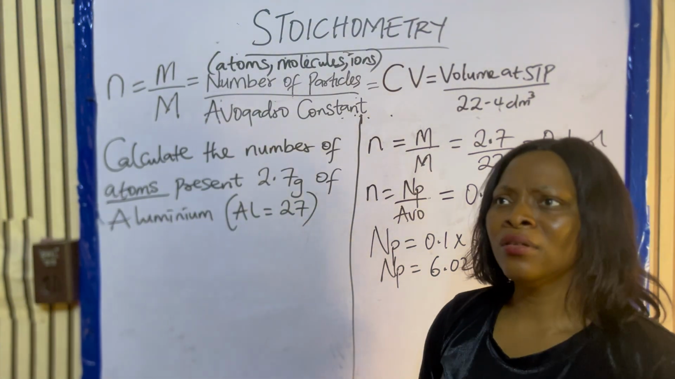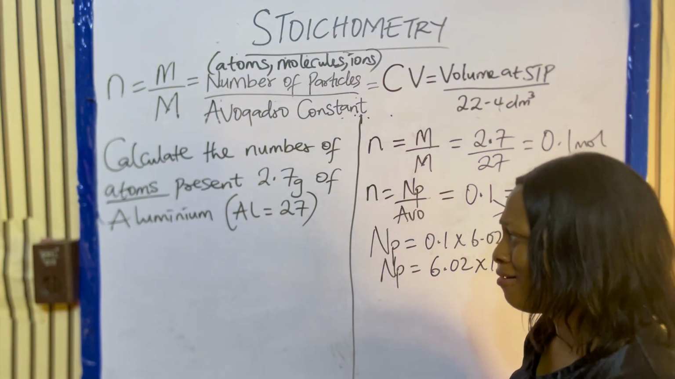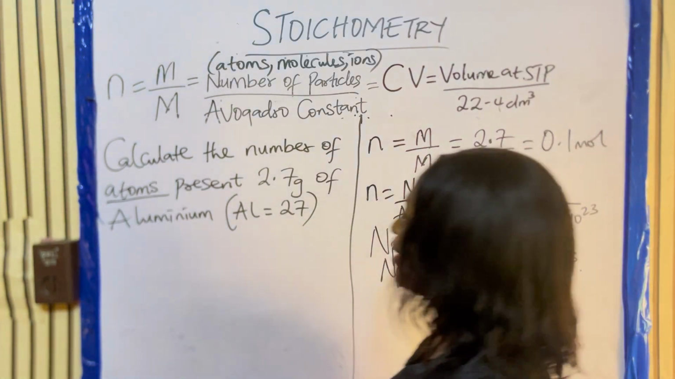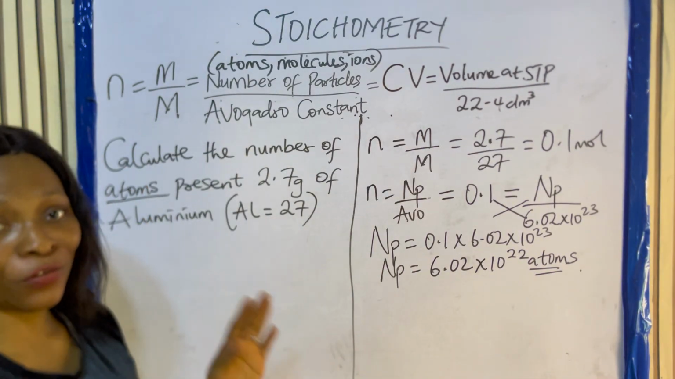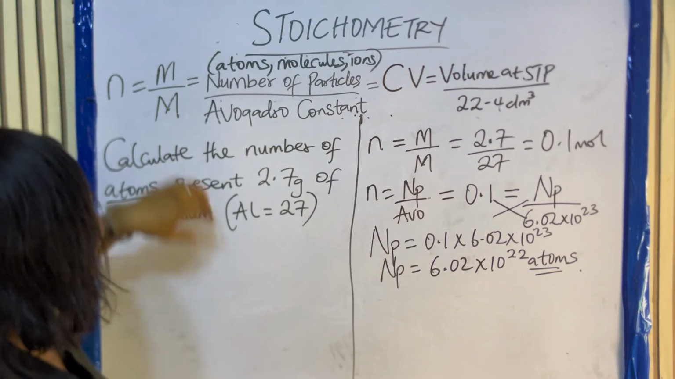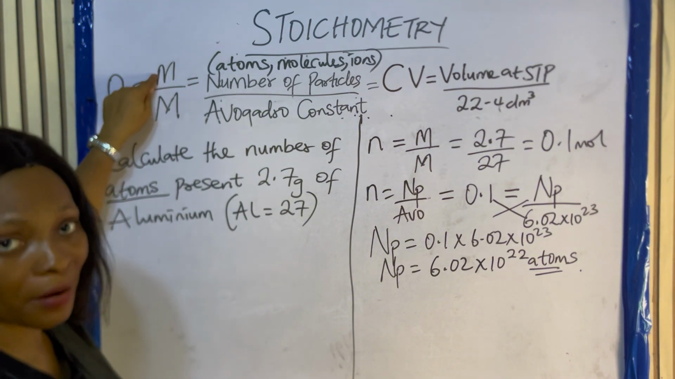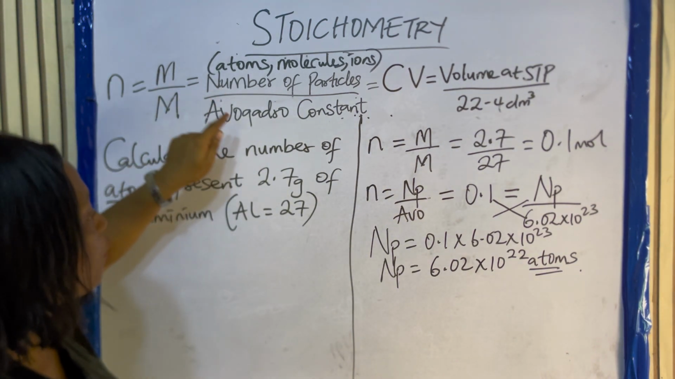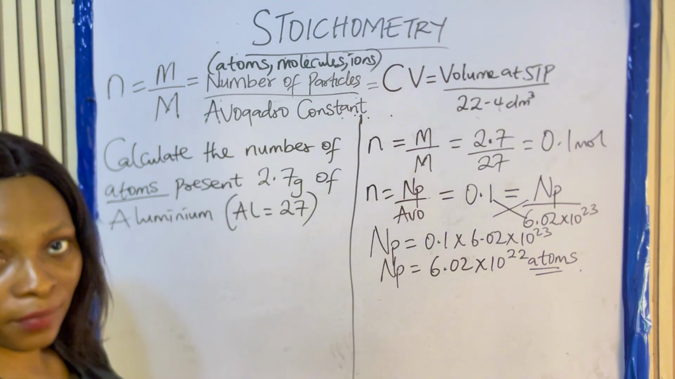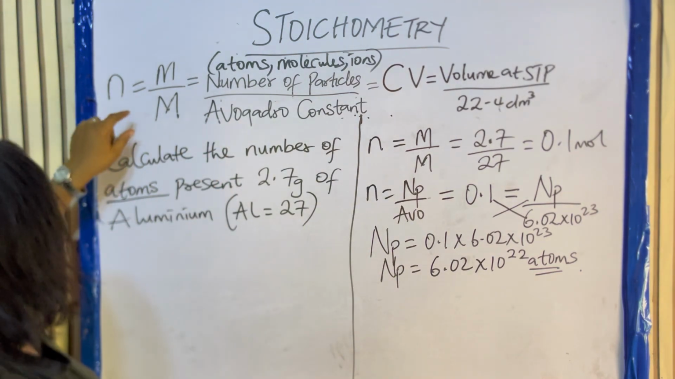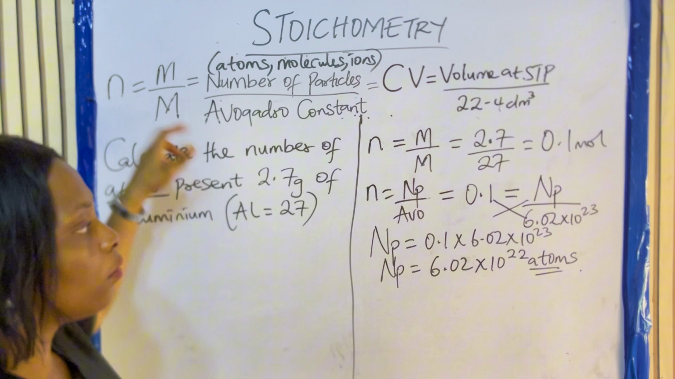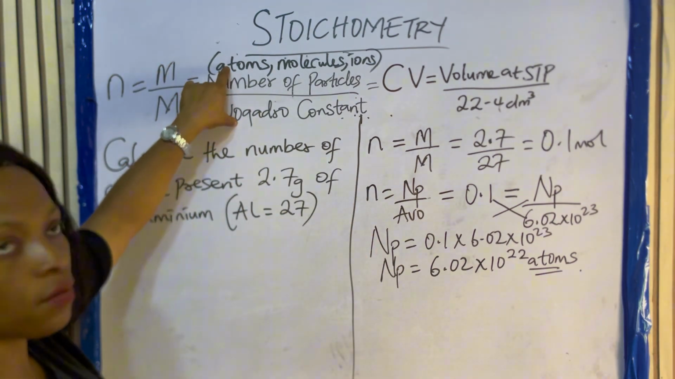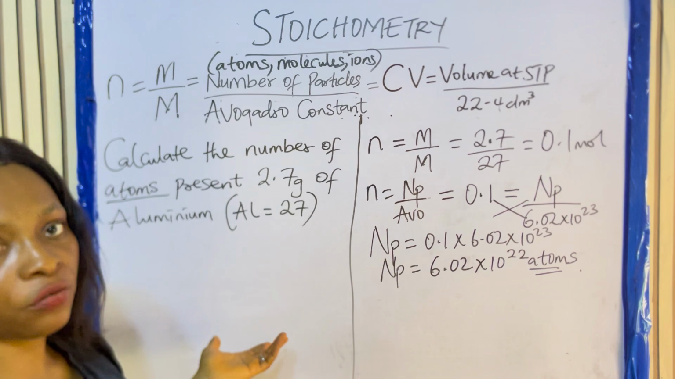But this process is hard. I have another process for you. Okay, so simply, all you need to do is note that mass in gram over molar mass, you can equate it to number of particles over Avogadro's constant. Are we together? So instead of solving it one by one like I did here, you can just say this is equal to this, and then you cross multiply and do your solving.